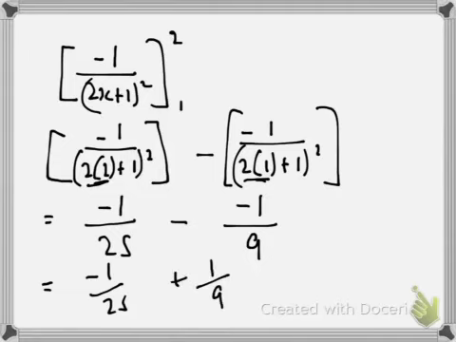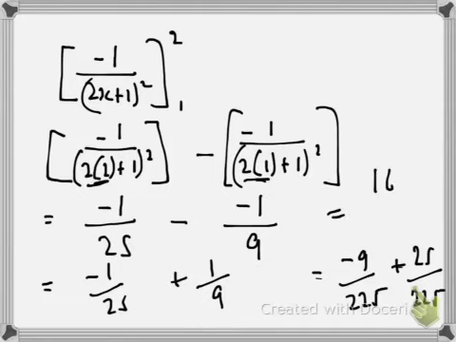Common denominator is 225. So that's going to be, let me see, neg 9 on 225 plus 25 on 225. Answer, I'll go up here, equals 16 on 225.